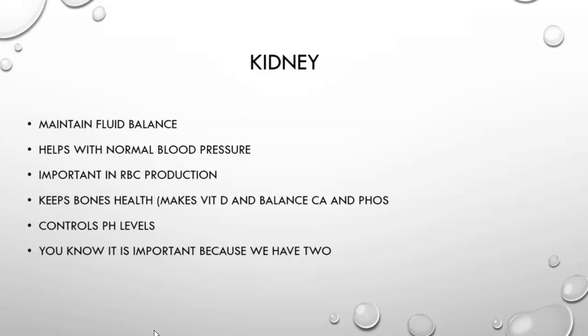The kidney has 5 main functions. One is to maintain fluid balance. The second is to help maintain normal blood pressure. The third is that it's really important in RBC production. It keeps our bones healthy by making an active form of vitamin D. It's also very important in the calcium phosphate balance, and it controls pH level, as far as the metabolic aspect of acidosis. You know it's an important organ because we have 2 of them. If we lose one of them, then the other will grow in size and compensate for the loss of one.